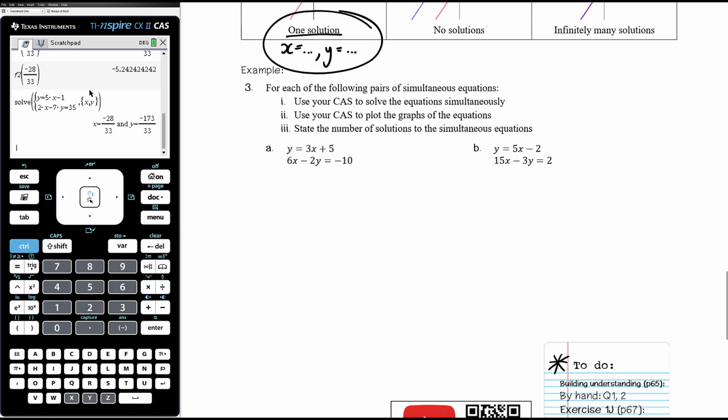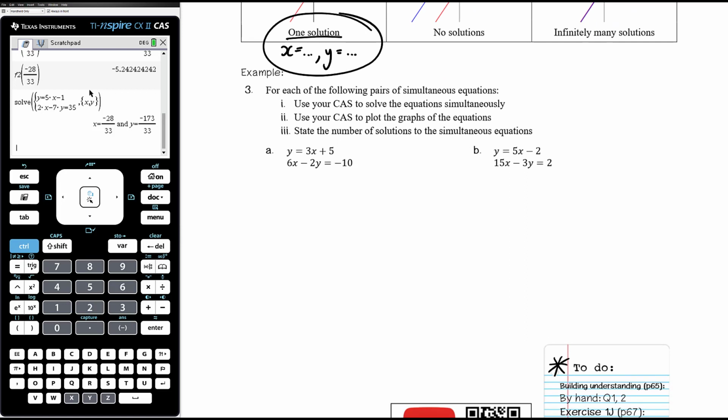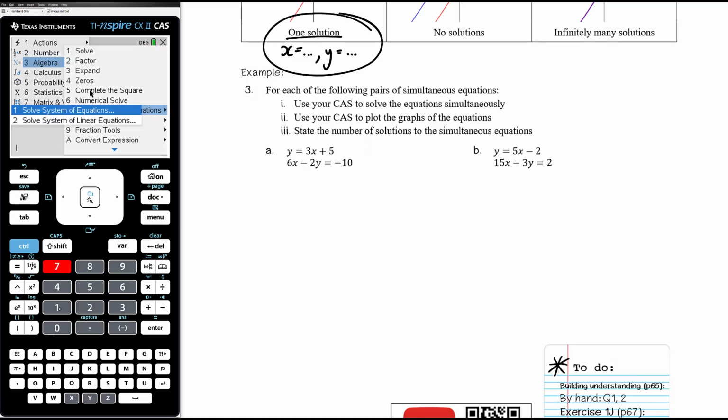In example 3 here, our last example, we want to do 3 things. We've got part A and part B, each with a pair of simultaneous equations. For each pair, in part 1, use our CAS to solve the equations simultaneously. Part 2, use our CAS to plot the graphs of the equations. And part 3, state the number of solutions to the simultaneous equations. Let's do part 1 first, which is to solve the equations using our CAS. The best way to do that is menu 371.